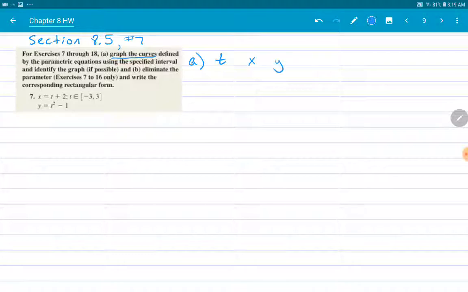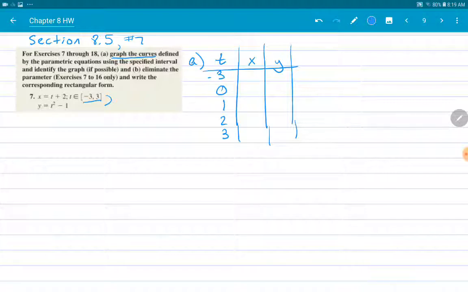3-column table. My graph has x and y's, but to get x and y, I need t, because I don't know what the relationship is between x and y. So I'm going to plug in some t's in that interval, let's do -3. I like zeros, I like ones. So let's do those and see if that gives us a nice shape. If not, we can always come back and plug in a few more points. So let's see, -3. Plug that in for t.